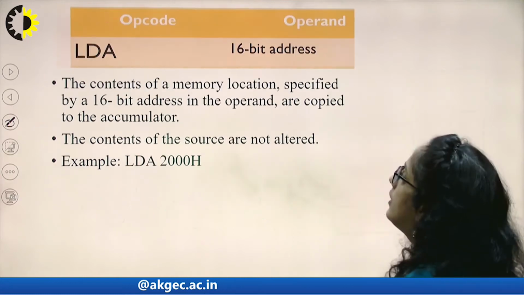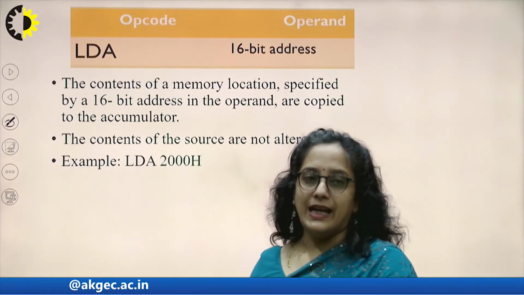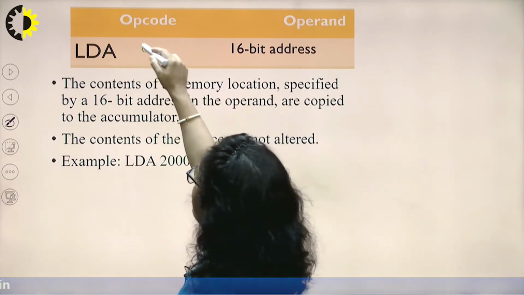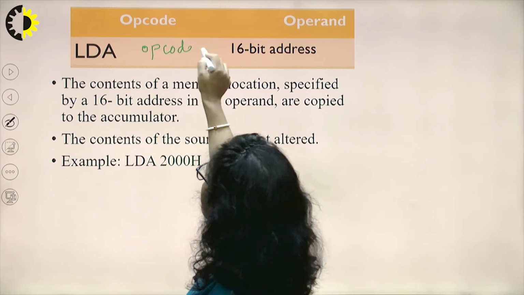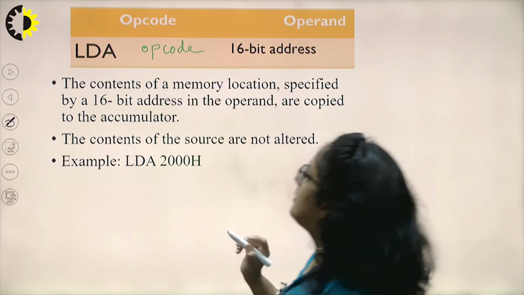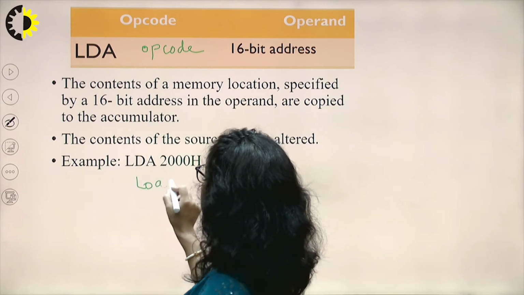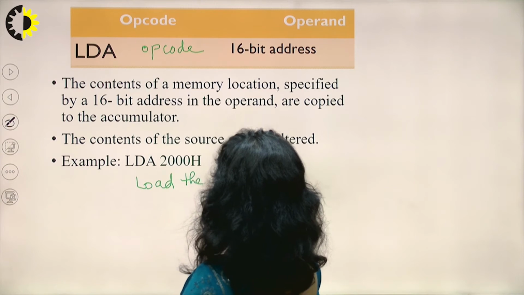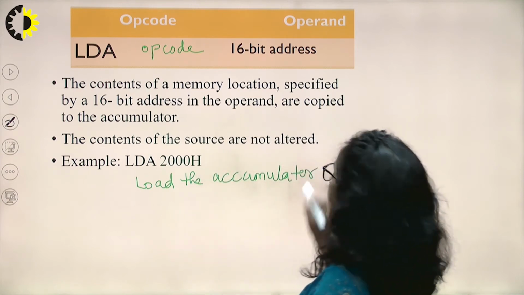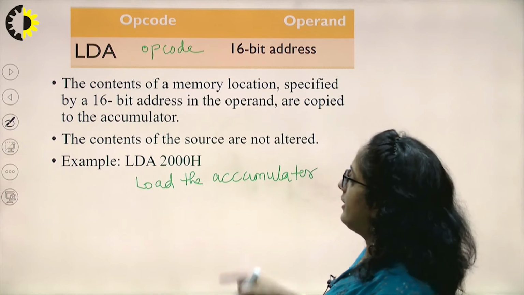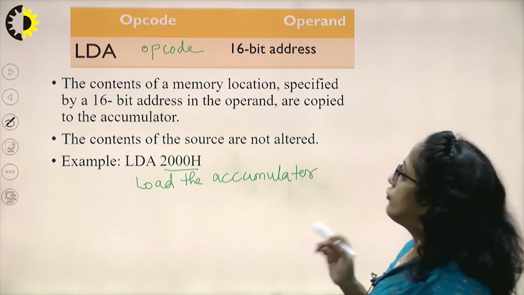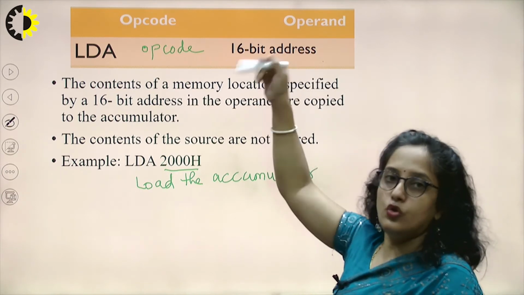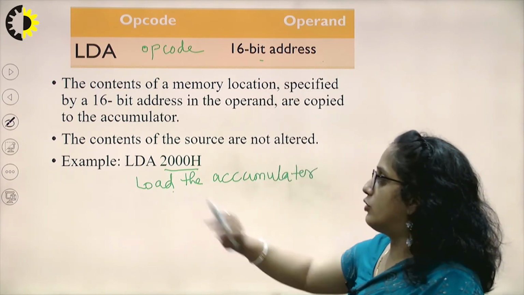The third instruction is LDA 16-bit address. Corresponding to LDA we have an opcode. LDA is load the accumulator with the content stored in the 2000 location. Whatever address is specified here, the content of that address is loaded or copied into the accumulator.